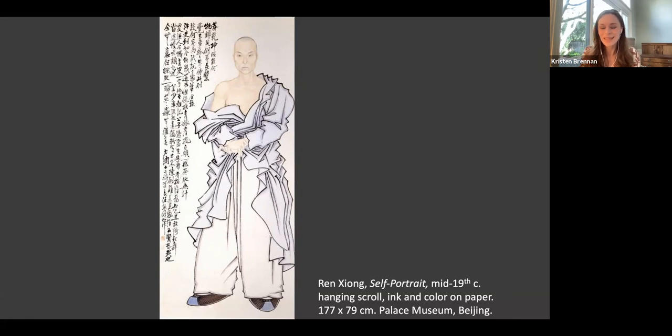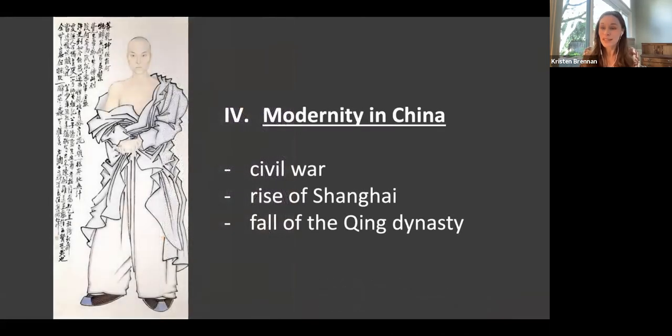Which brings us to our fourth point of modernity. And talking about this concept of what was going on in China, which was a lot in the 19th century. Ren Xiong painted his portrait before the fall of China's last imperial dynasty. His portrait, as we've discussed, is very breathtaking, bold. It suggests that he saw himself as living really in the eye of the storm, a very self-aware, very modern stance, his awareness in his particular moment.